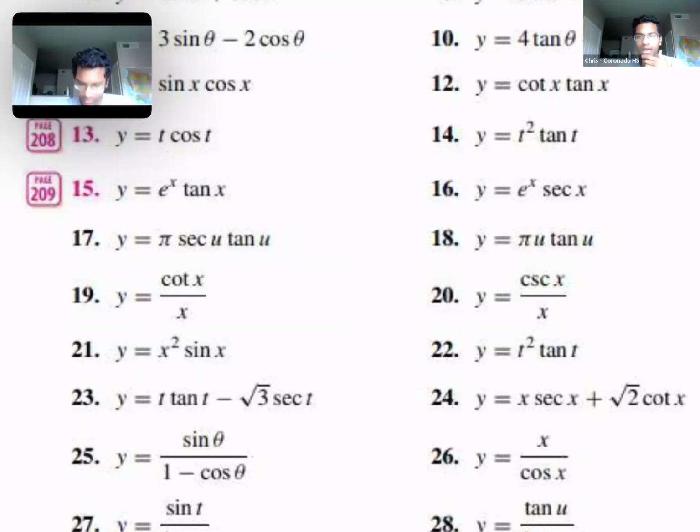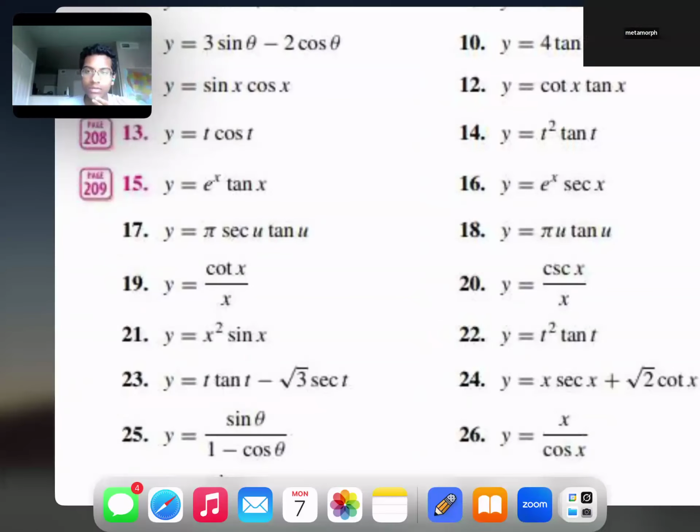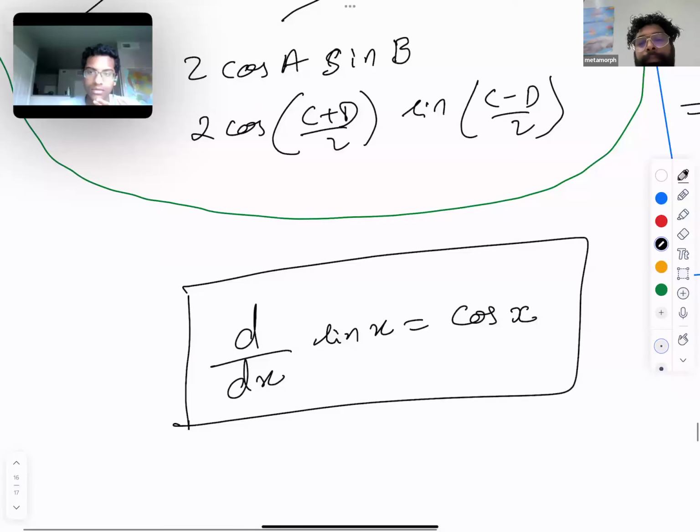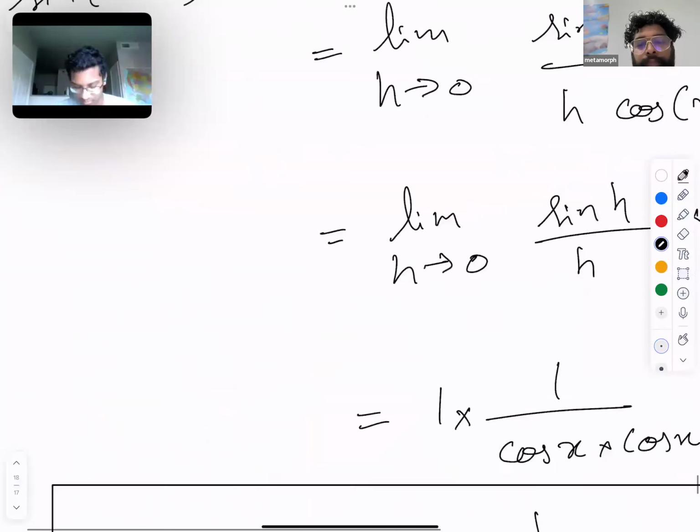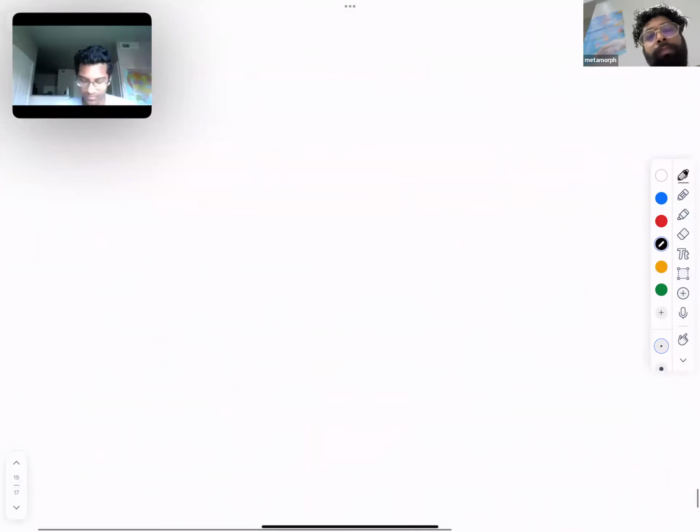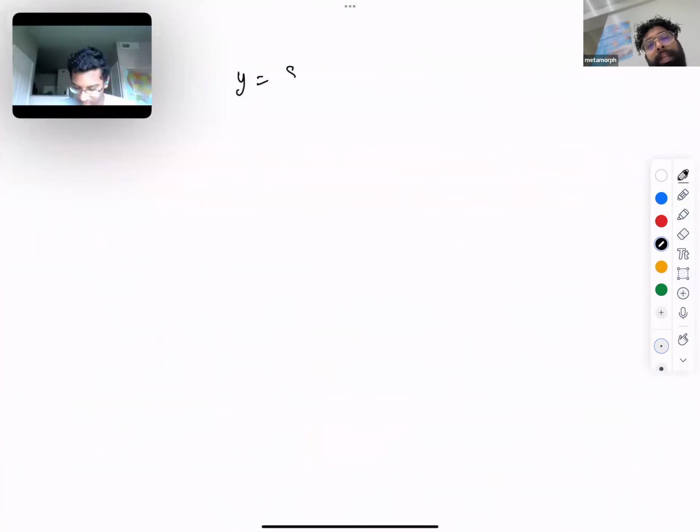I'm not sure it's a full answer, sir, but we got pi secant x times tan x plus pi secant cubed x. Let's solve this. So that's y equals sec u times tan u, and there's a pi, right?